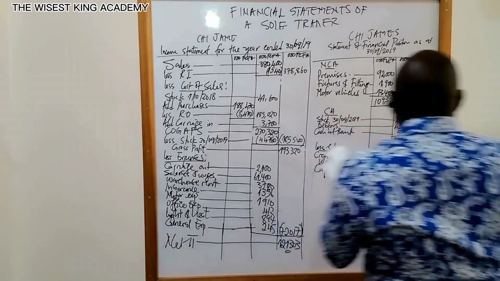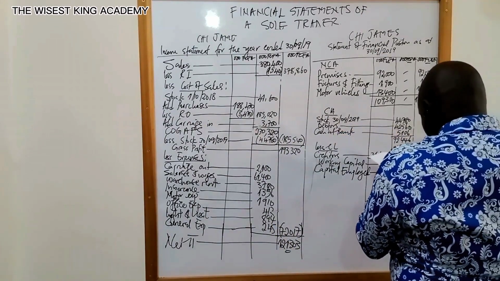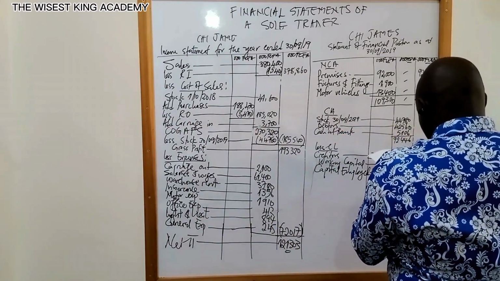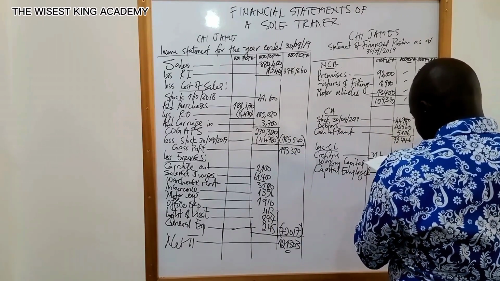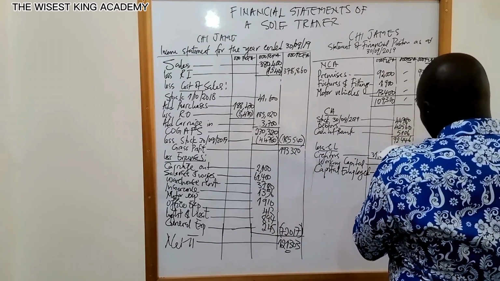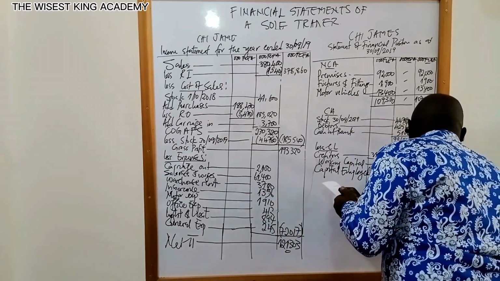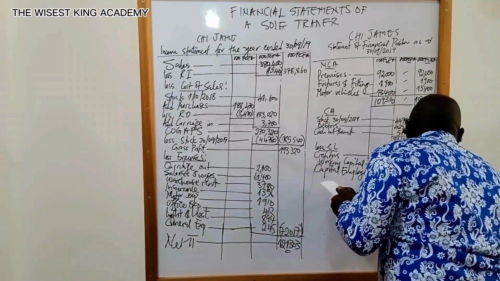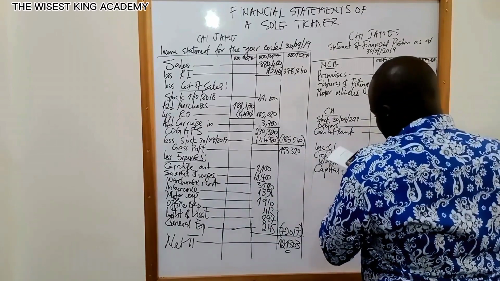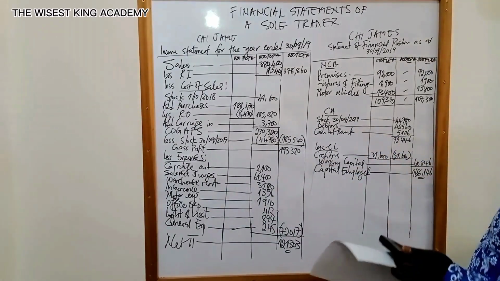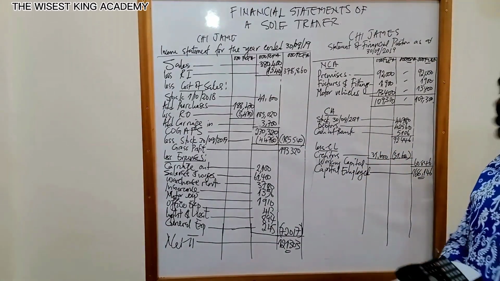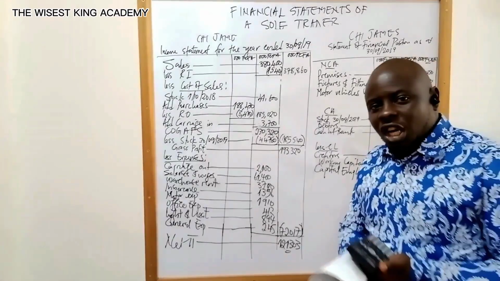Now capital employed will be plus 107,300, which gives 168,146. So that is our capital employed. That's the first part of the statement of financial position.